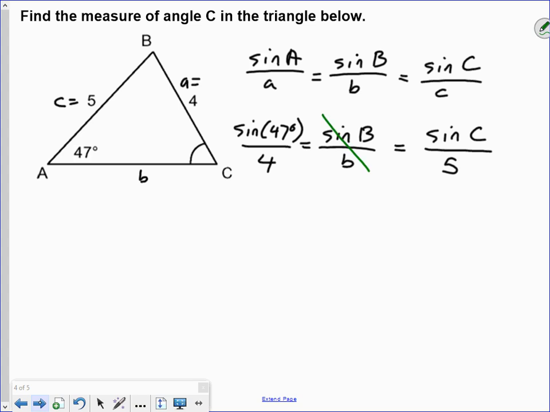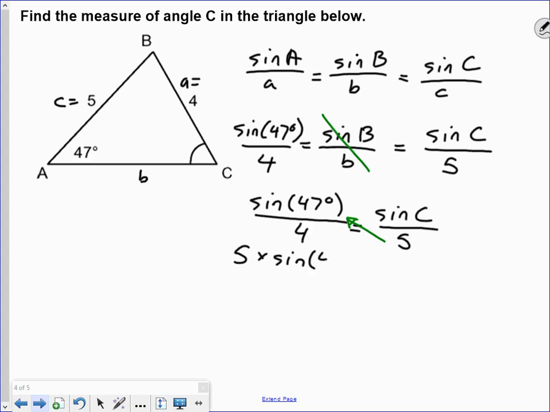Okay, so to solve, I only need 2 of the terms in this proportion. So I can see that I'm going to ignore this one because I don't know either angle B or side B. So the proportion I have to solve, just rewriting this, looks like this. And again, just like we did when we were solving for a side, we're just going to multiply across that equal sign. So I'm going to end up with 5 times sine 47 degrees divided by 4. And that's going to equal sine of angle C.